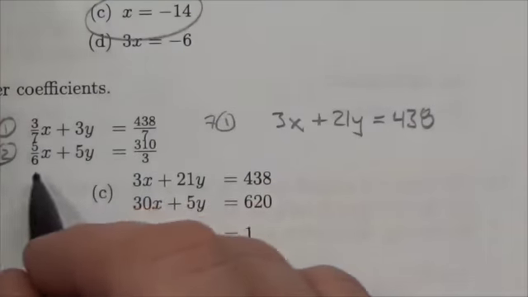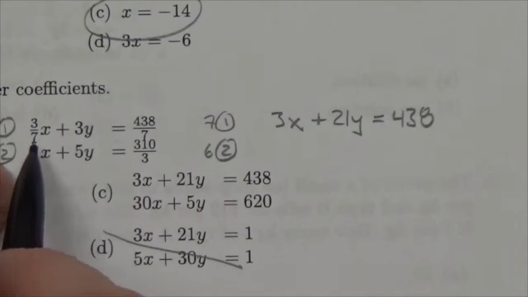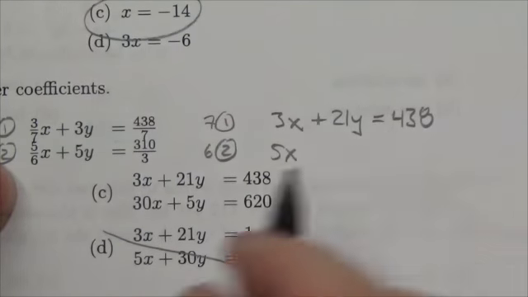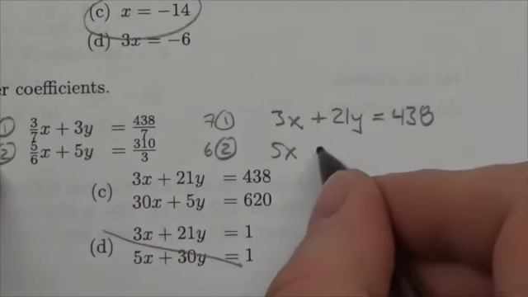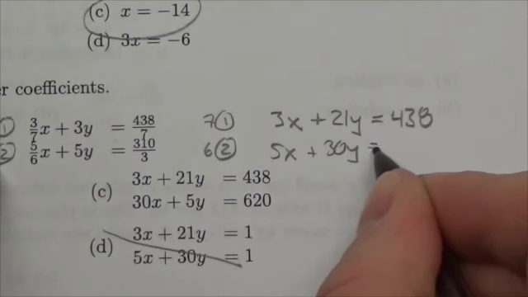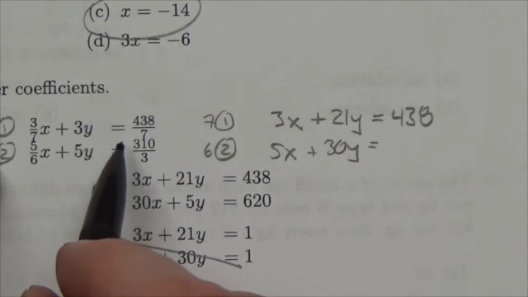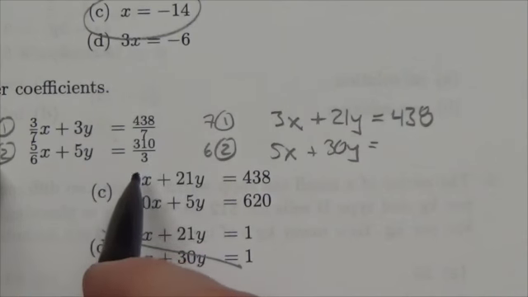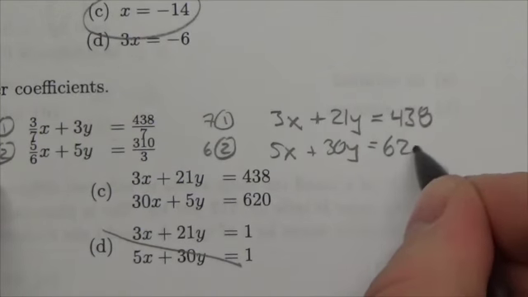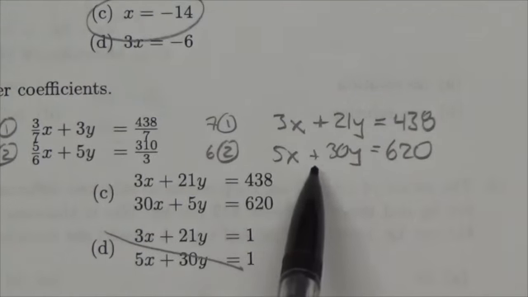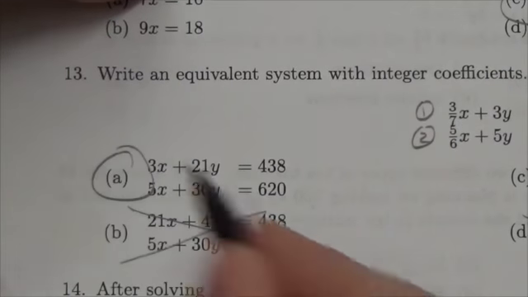So in this second equation here, I'm going to multiply that by 6. When I multiply 5 over 6 by 6, I'm going to get 5x. The denominator here is 1, so when I multiply this by 6, it's simply going to be 30y. And when I multiply this by 6, now the 3 is going to cancel with my factor of 6. So 6 is 2 times 3, the 3's will cancel, so I'm left with a 2 in the numerator. 2 times 310 is going to be 620. So this is 5x plus 30y is equal to 620. 5x plus 30, there it is right there. So the answer to this one is A.